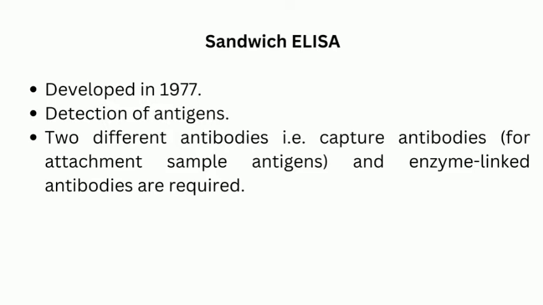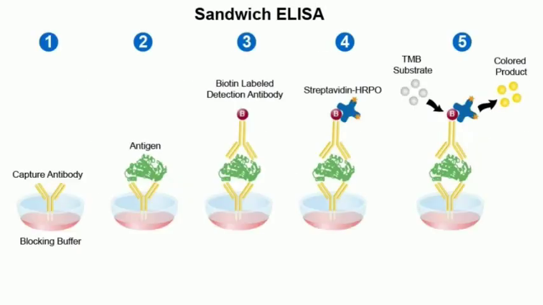First is the capture antibodies, which capture the antigens or the sample, and the second one is the regular enzyme-linked antibody. The antigen of interest first binds with the capture antibodies, then the secondary antibody binds with the epitope of the antigen, forming a sandwich-like structure with the antigen in between the two antibodies.